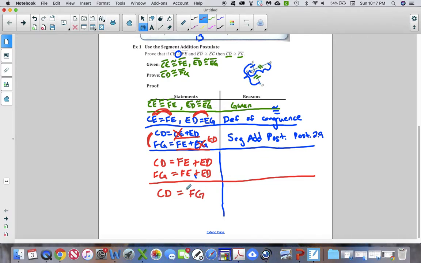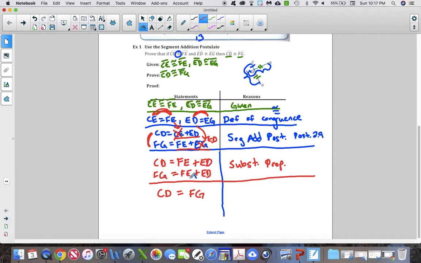Okay, so that's the next step down here, but we need to decide what we did here. Like, what did I do, or how do I know? What's my reasoning for being able to plop in FE here and plop in ED here, right? And what that basically is just basic substitution. That's the substitution property. That's what we talked about in section 2.4. Okay, substitution property.